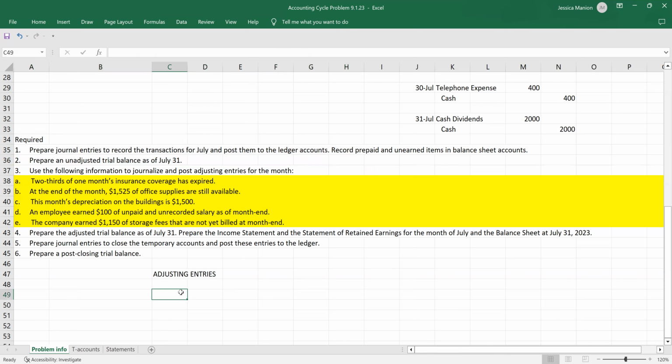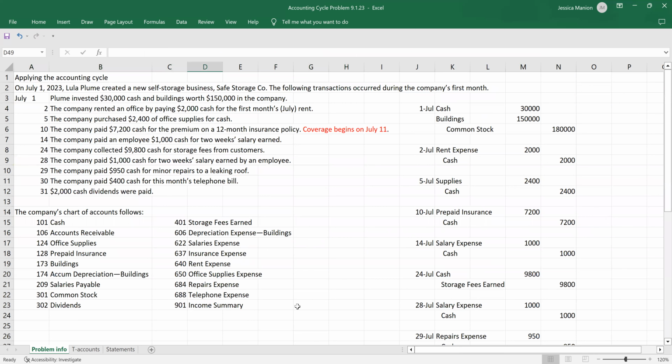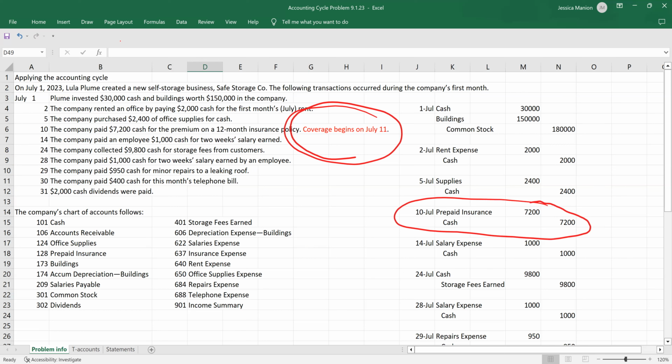So adjusting entry number 1, this one says 2/3 of 1 month's insurance coverage has expired. So remember, if we go back up and we look at this, our insurance coverage began on July 11th, right? Coverage began on July 11th. And our insurance was 7,200. Here's the transaction. And that was for a 12-month policy.